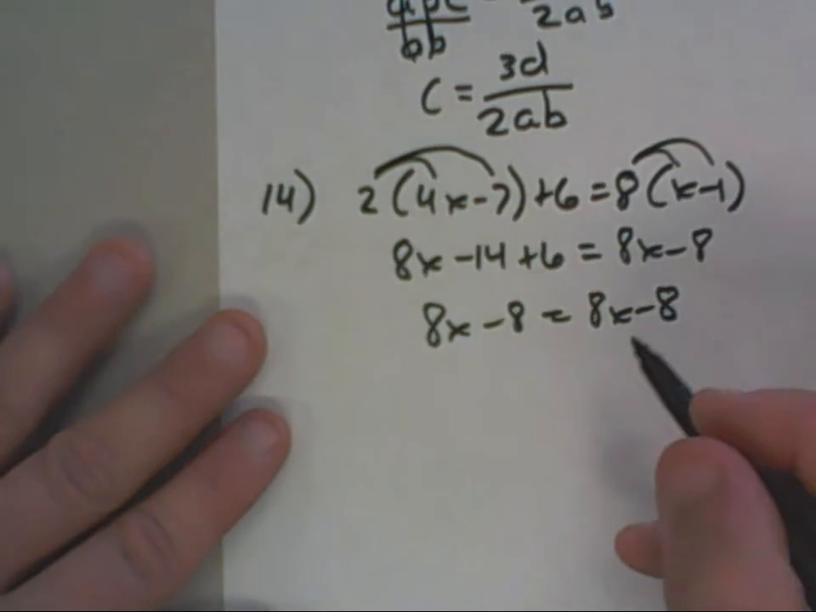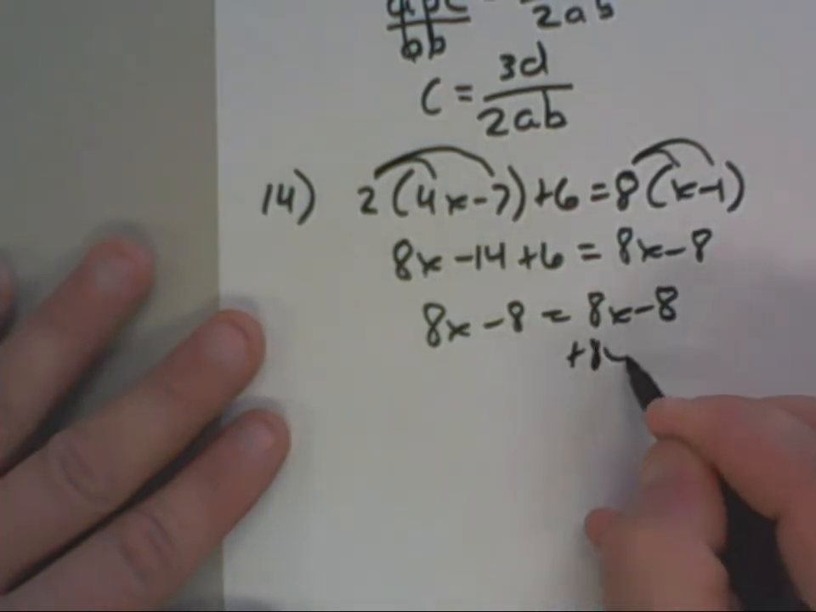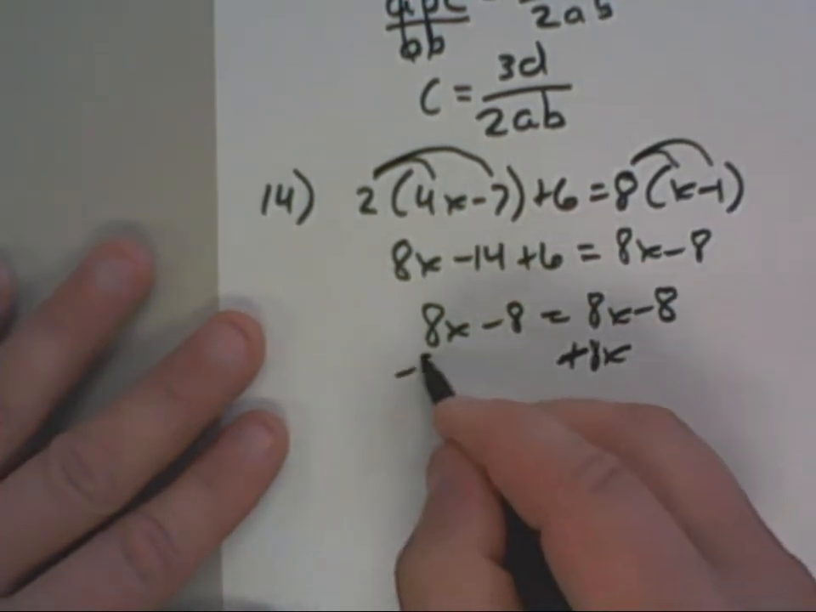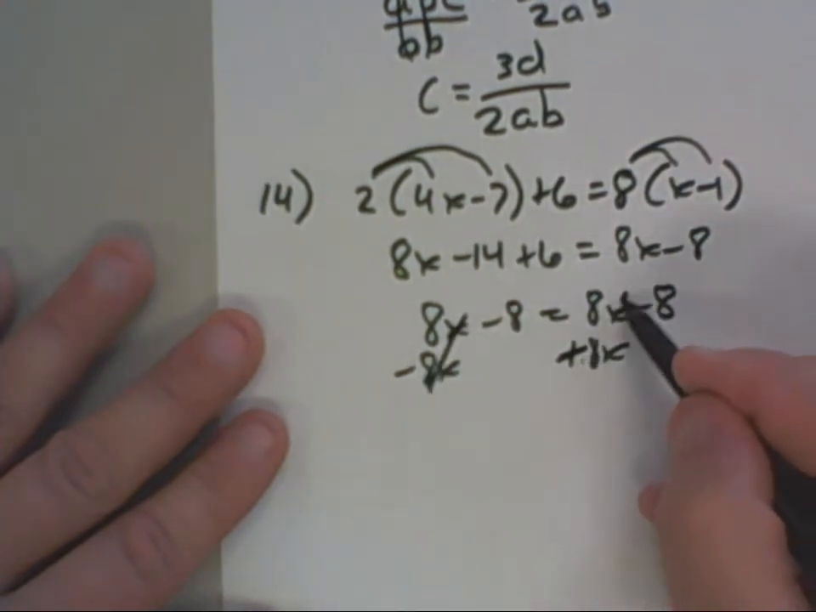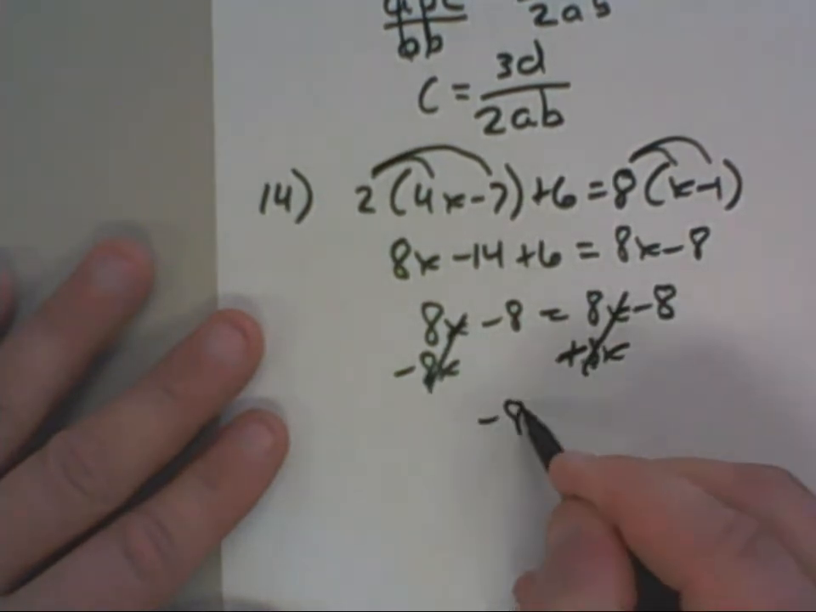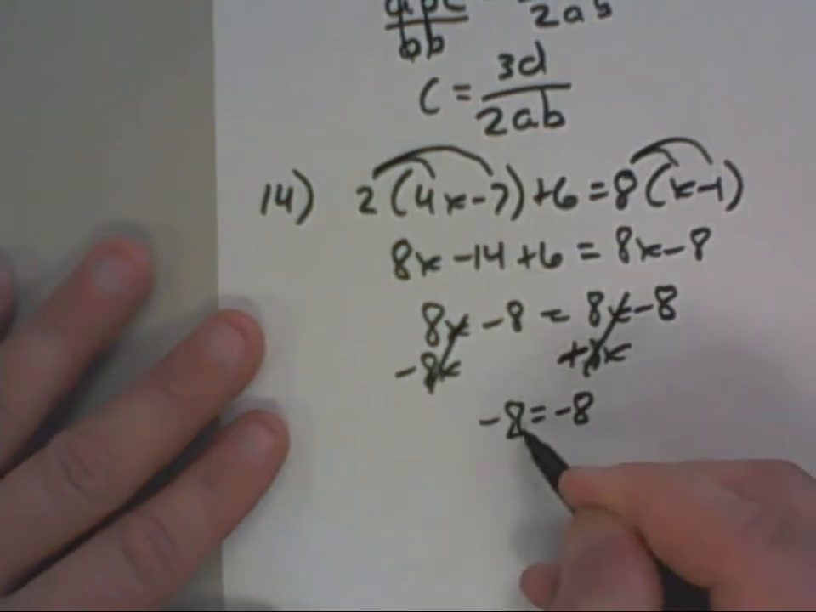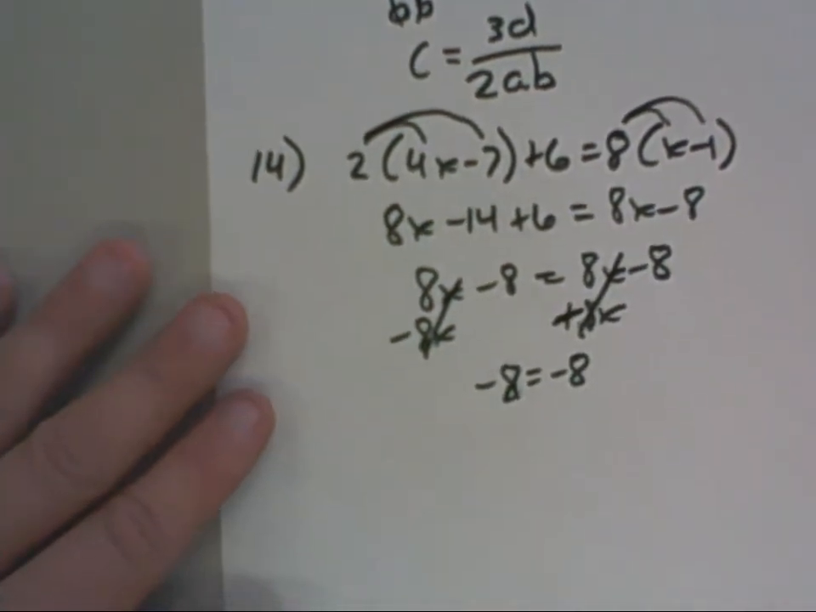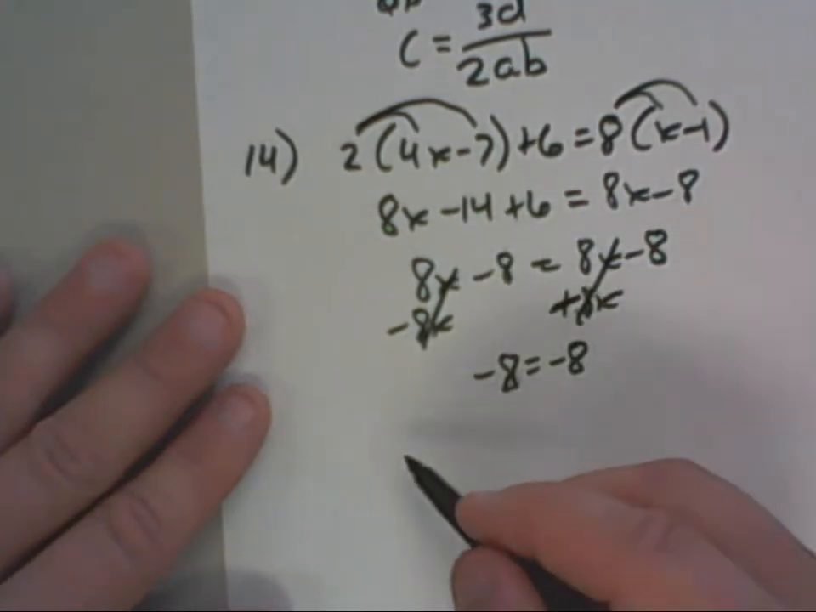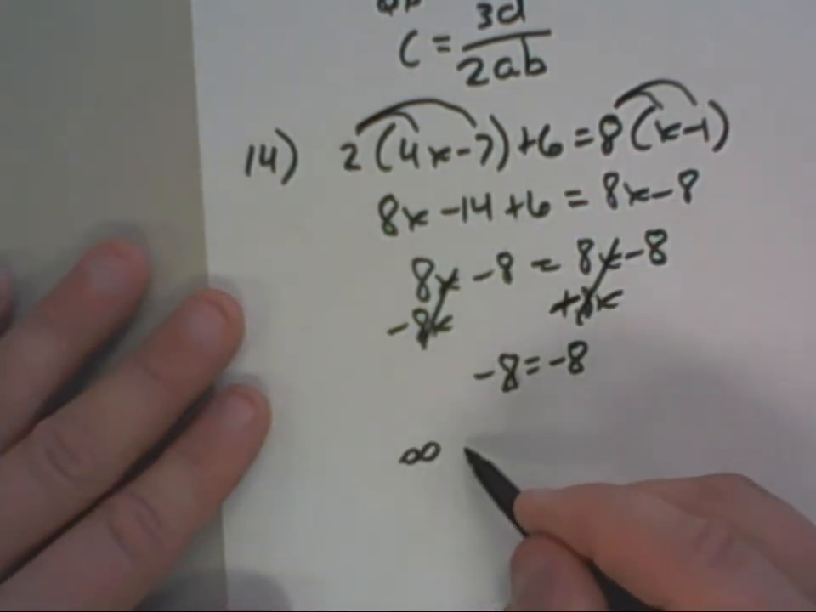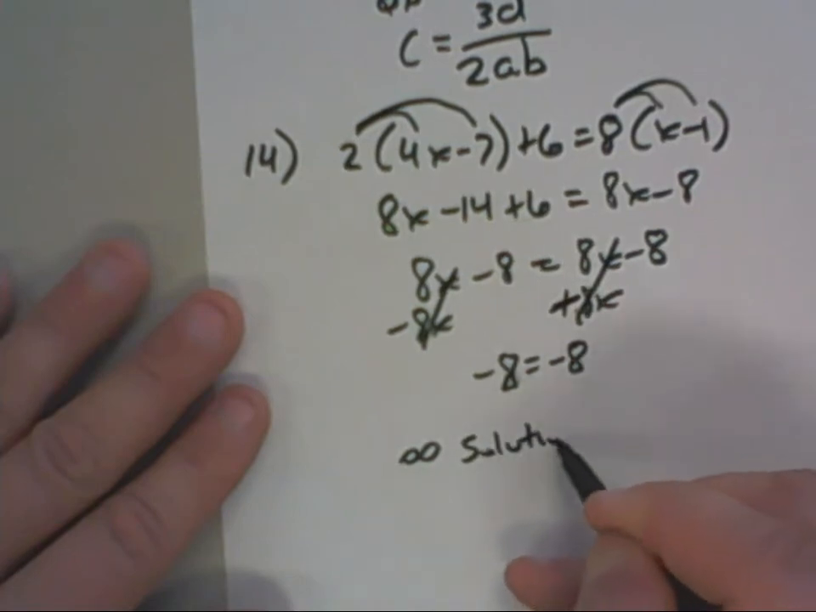Now, something weird happens if I add 8x to both sides. Actually, if I subtract 8x from both sides, 8x minus 8x cancels, and 8x minus 8x cancels, and I get -8 equals -8. Well, that's always equal. Because that's always equal, it doesn't matter what x is. There are an infinite number of solutions to this problem.